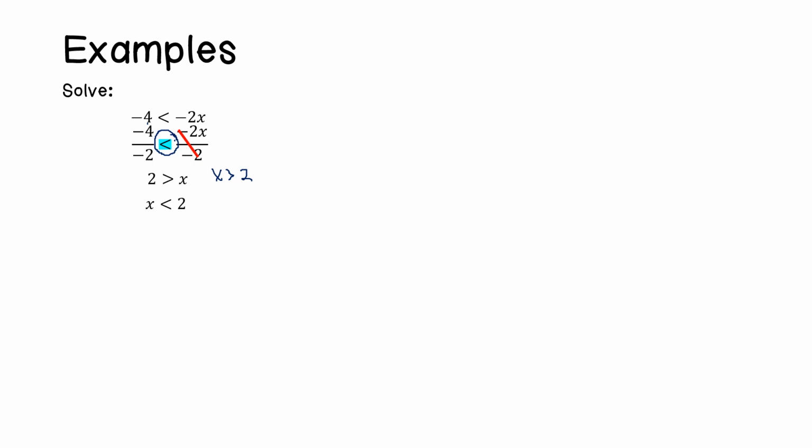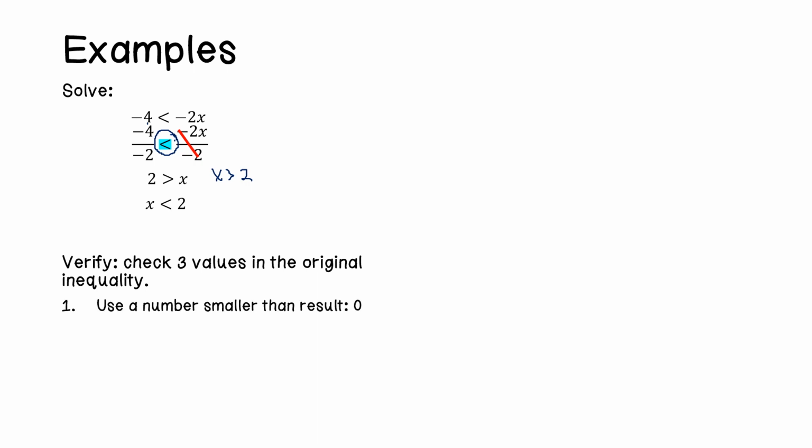Okay, so now we need to verify. This is our possible solution: x is less than 2. So we need to check 3 values: one that's smaller than 2, one that's larger than 2, and 2. The one that's larger and the 2 should both be false. So let's substitute in a number smaller than 2. We should get a true statement.